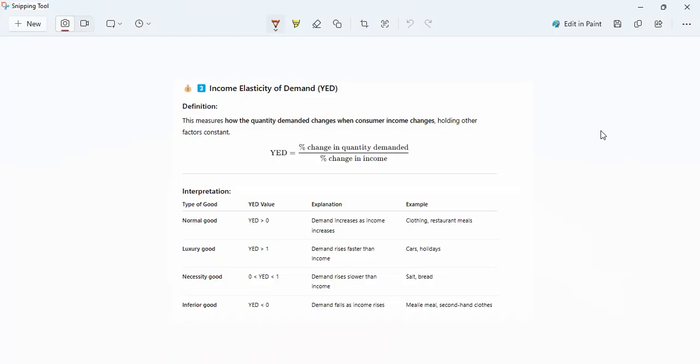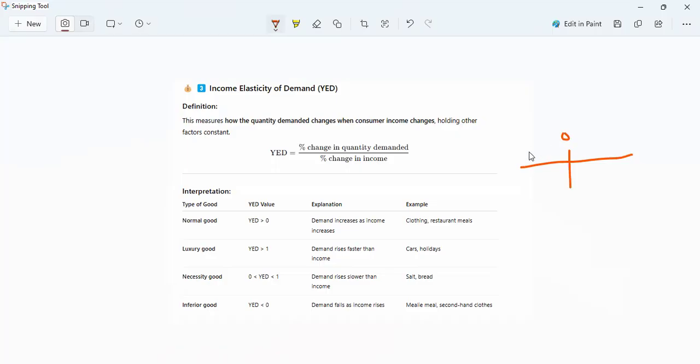For instance, the demand for cars and holidays, those are luxuries. But a necessity will fall between zero and one. So it means demand rises slower than income. For instance, salt and bread. So income elasticity, in short, falls between zero and one for necessities.